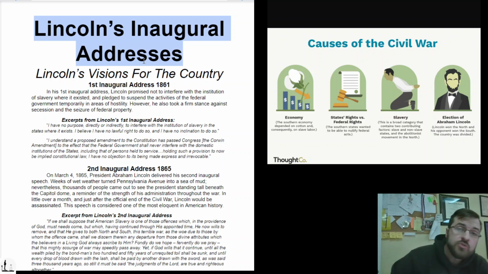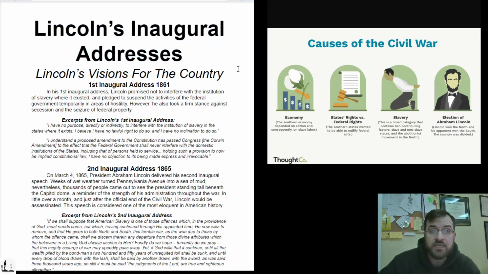Now, an inaugural address is a speech that a brand new president gives right after they've been sworn in. They come in, they put their hand over the Bible, and the Supreme Court Chief Justice gives a little speech, and they say, "I swear to be a good president." And once they're made president, they give a speech. That speech is their inaugural address. And Lincoln, since he was elected twice, gave two.